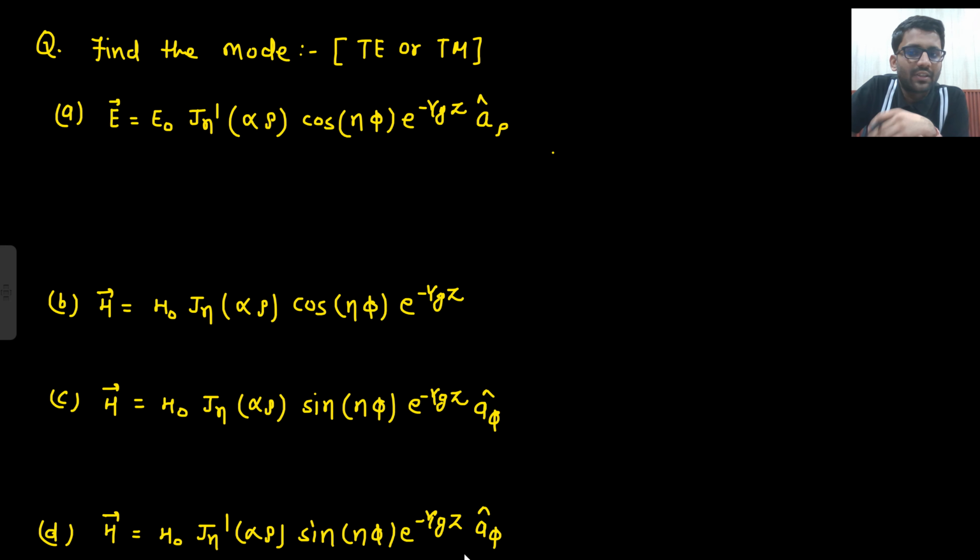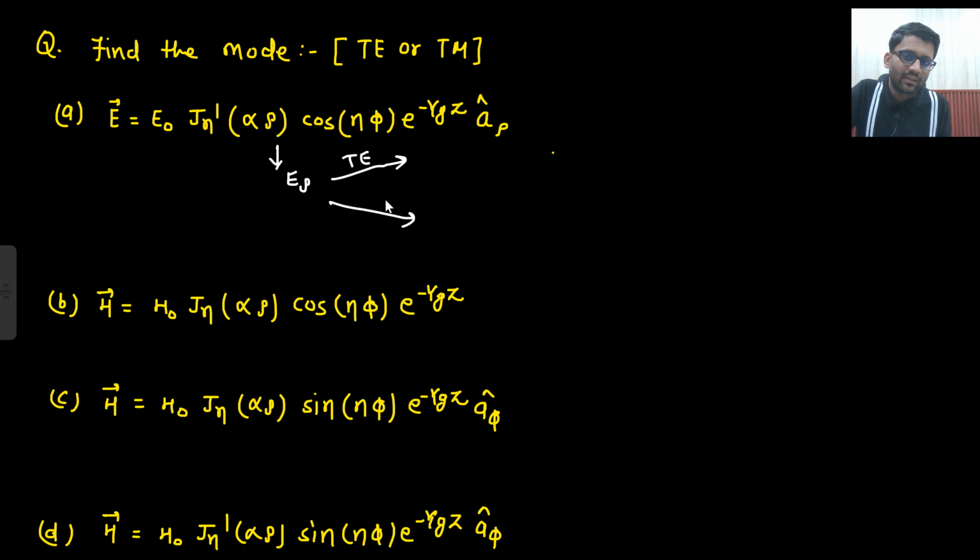So look at the first expression. Looking at the first expression, what did you get to know? That this is certainly your E rho. How did you determine it is E rho? Because of this arrow cap. So this is certainly your E rho. Now this E rho can be coming from TE mode as well as TM mode, any one. Now I need to determine whether it is from TE or TM.